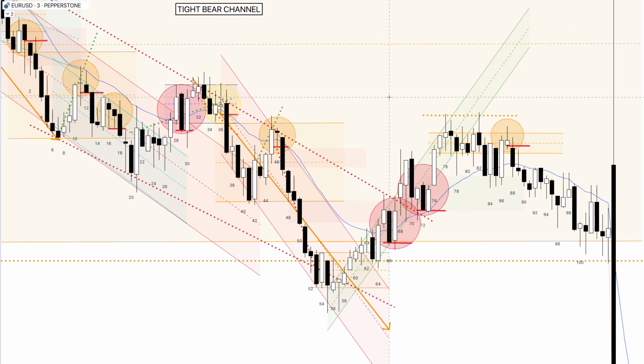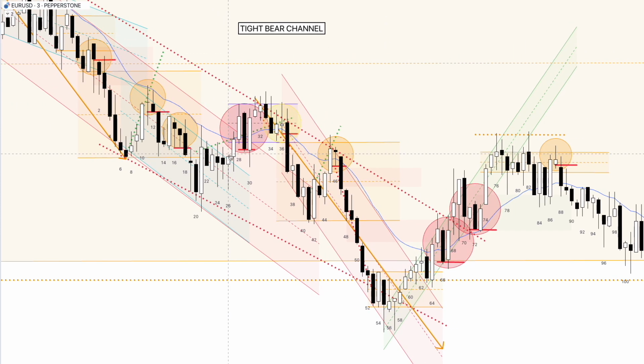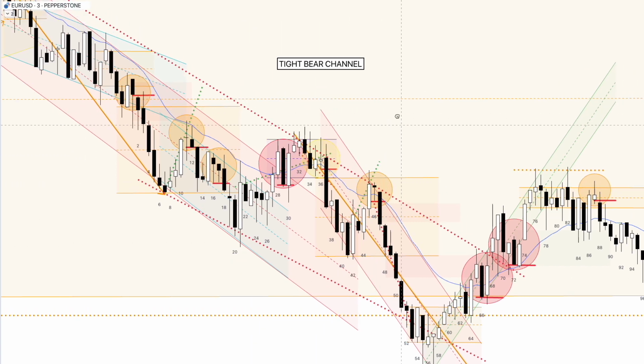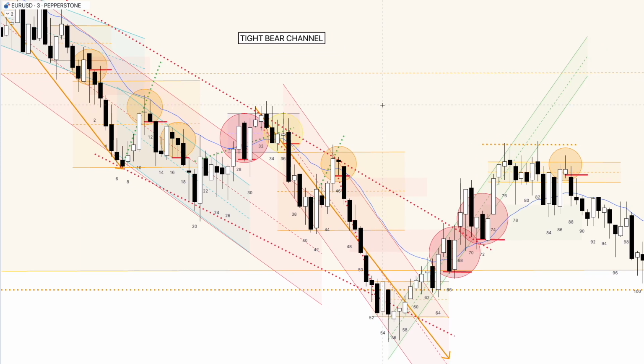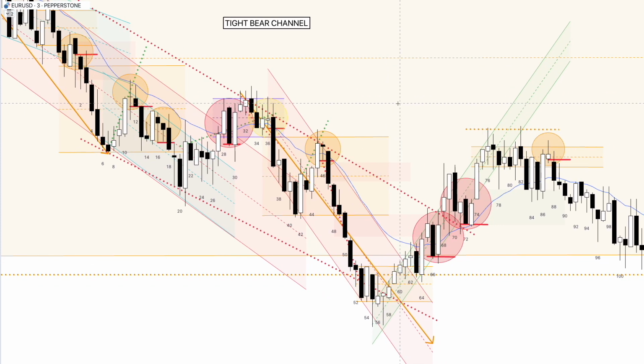But the general gist of it is you have to get everything correct. You have to have room. You have to have a good setup. You have to have a good signal bar. You have to have a good entry bar, and you have to have a good follow through bar. And if any of those mess up at any point, then your trade is probably not going to go as well as you think. So that's just how it works.